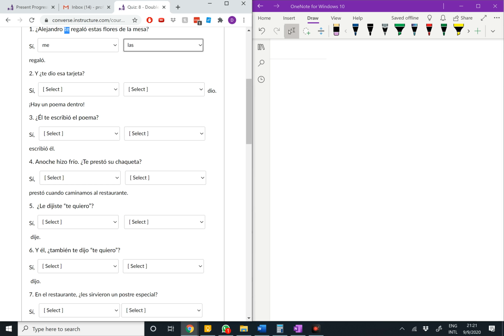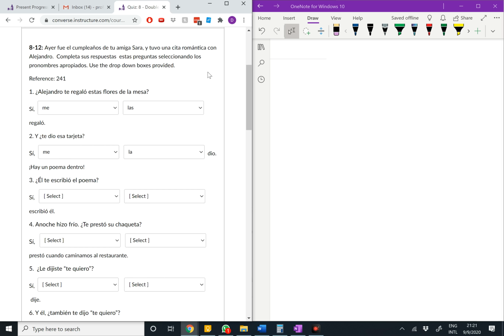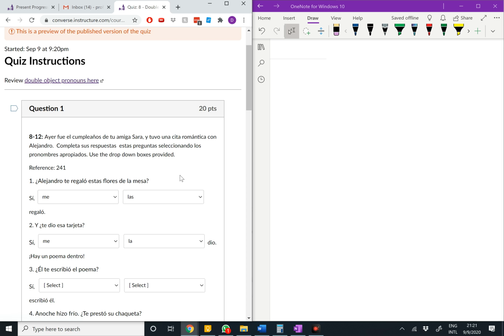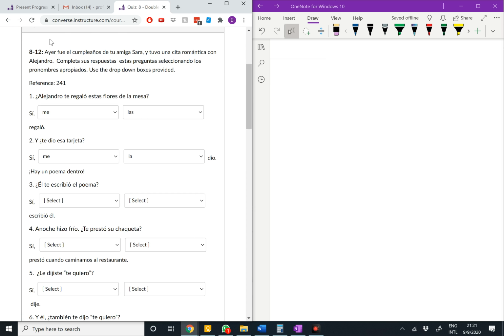Number 2, ¿y te dio esa tarjeta? Did he give you this card? Yes, he gave it to me. Remember, a conversation. Me la, and so on. If you have problems with this, please review the double object pronouns, but remember, this is a conversation, right? So your answers should be in conversational form.